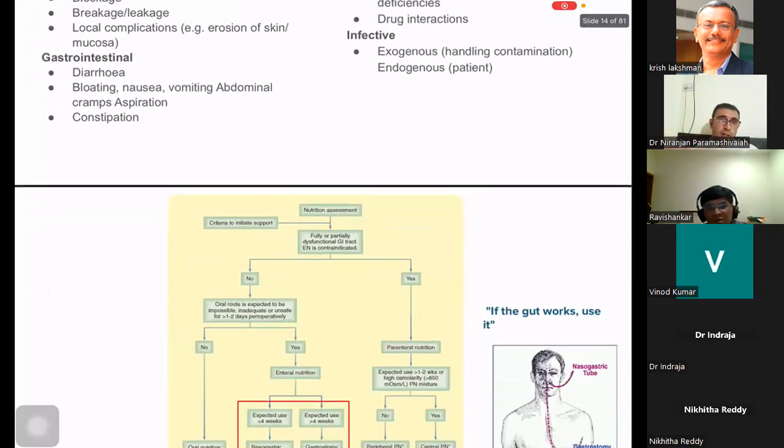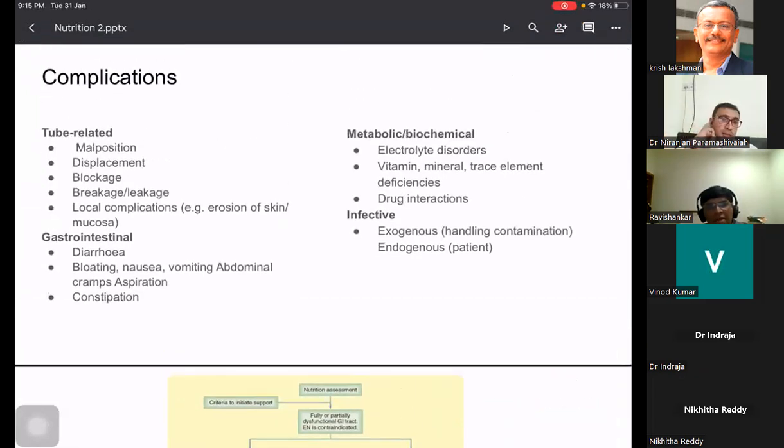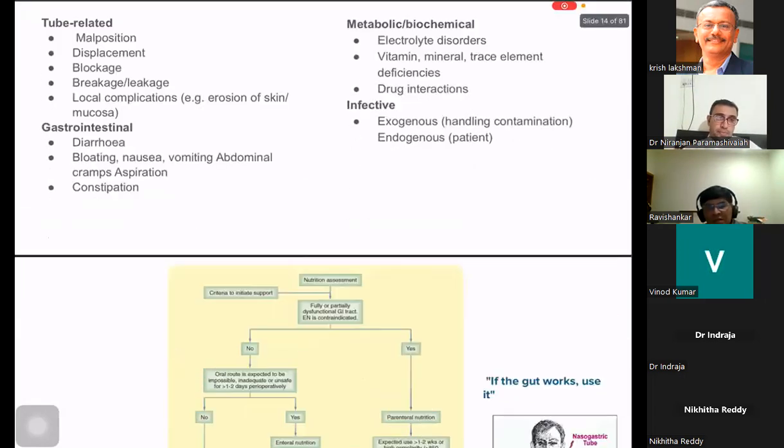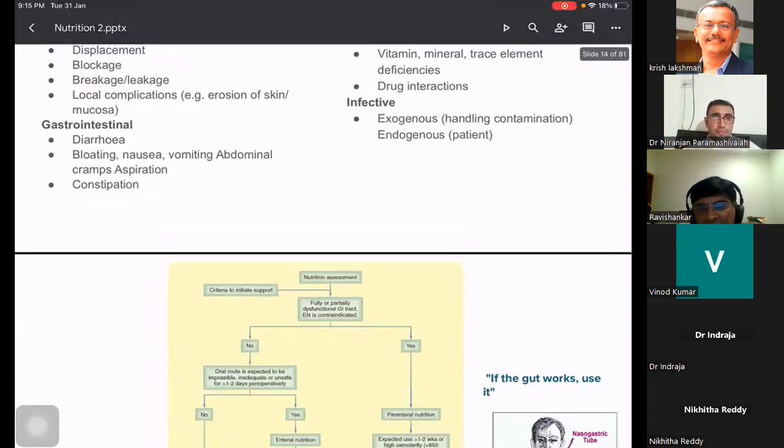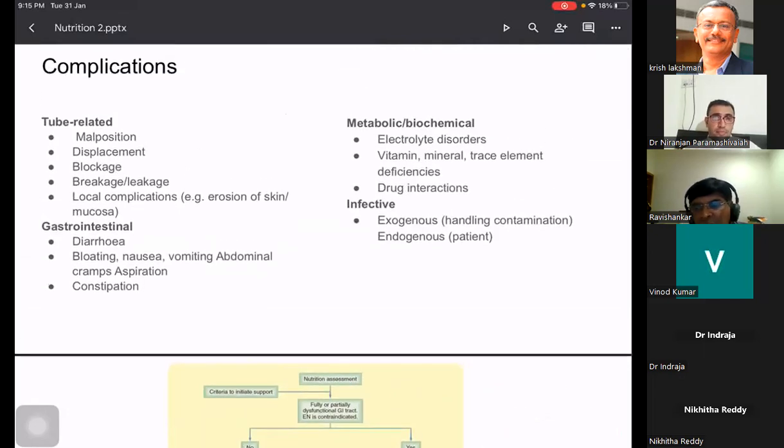Wait. Tube related, one more important complication is aspiration. Continue. See, the important thing is that you should not presume that once you put the tube it is in the right place, and carry on feeding. You have to watch the patient and see how they are doing.